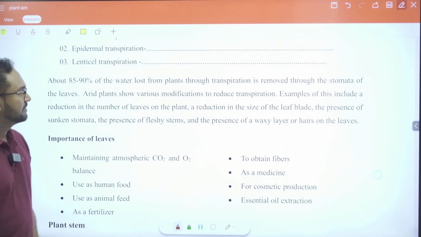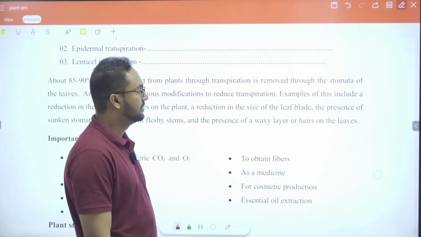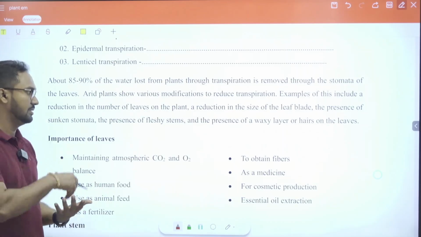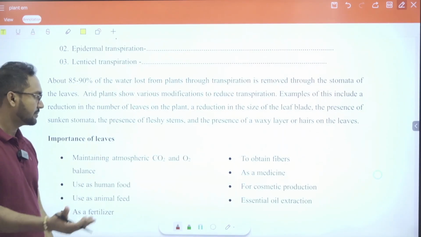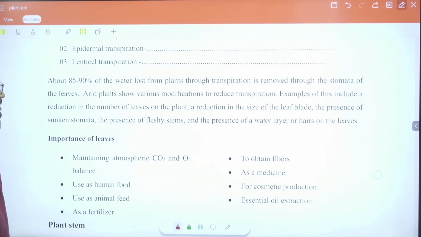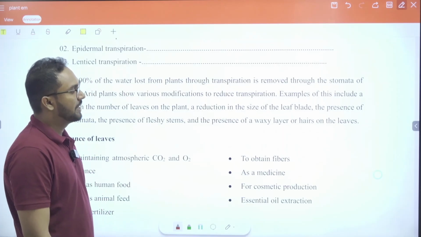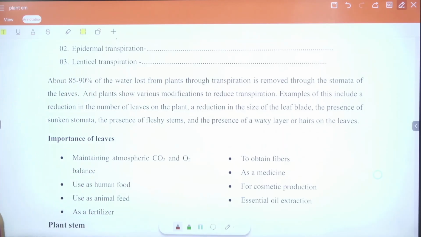So, the number of leaves of the plant, reduction in size of the leaf blade, the presence of sunken stomata, which means the stomata sink. So, they don't open when the sun is raised. The presence of fleshy stems and the presence of waxy layer on hairs or hairs on the leaves, right?